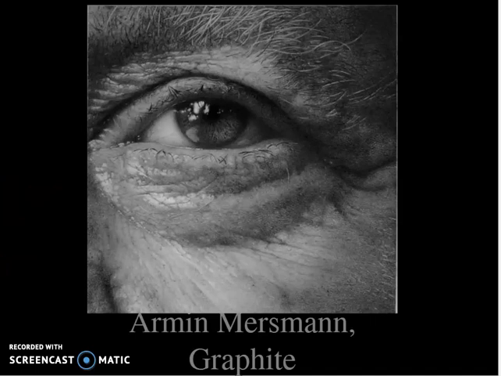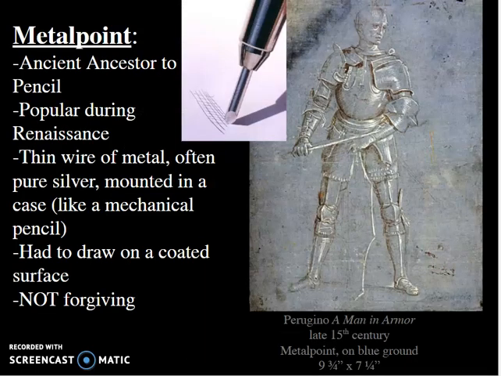Kind of a cousin to drawing with graphite would be metal point, and it's an ancient ancestor to pencil. We see this a lot during the Renaissance, and you're literally using a piece of metal to scratch into a coated surface. And so it behaves very similarly to a pencil in terms of technique. You're using very fine motor skills. You are building up value through creating different lines and so on.